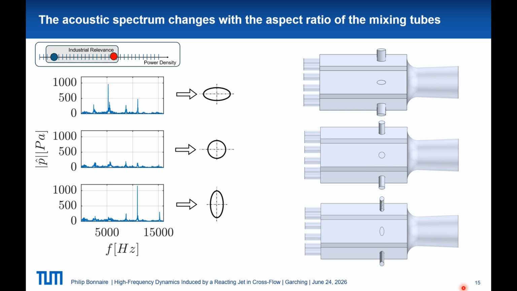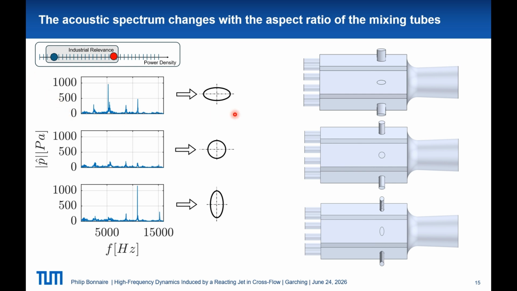And then we came up with the idea of using different shapes of the mixing tube. But first of all, I have to draw attention again to this power density scale. In order to put it back into industrial relevance, we increased the mass flow rate a bit so that we are again in this window. So it's not the same operating point as I showed on the slides before.